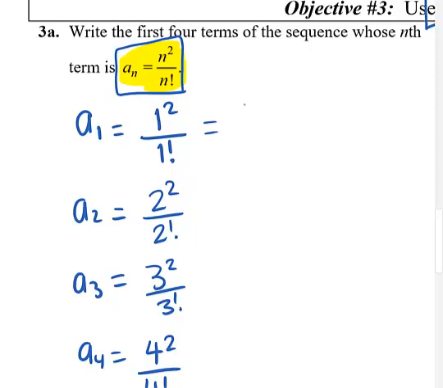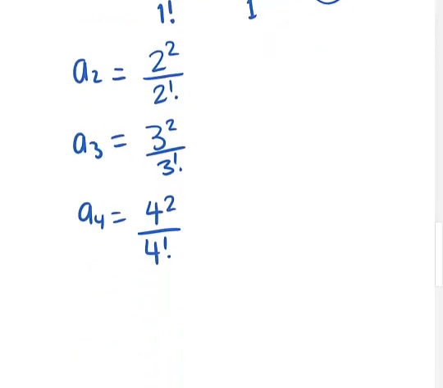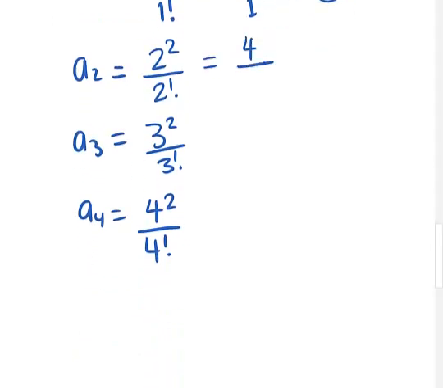Let's see, the first one, 1 squared is 1. 1 factorial is actually just 1, and that's because factorial means multiply that number by all the smaller numbers up to 1. But there's nothing smaller than 1, so it's just 1 by itself. So 1 over 1, which is 1. The second term is going to be 2 squared, which is 4, over 2 times all the smaller whole numbers until you get to 1. But there is only 1 below 2. It looks like 4 over 2, which is 2.